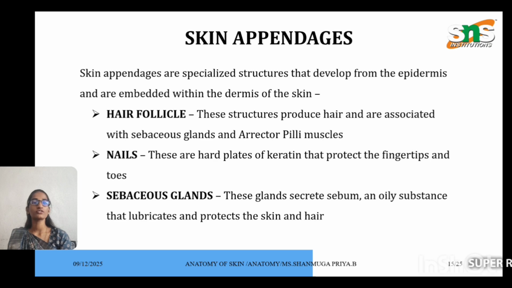Next we are going to see the skin appendages. These skin appendages are specialized structures that develop from the epidermis and are embedded within the dermis of the skin. The most commonly present skin appendages are hair follicles, nails, sebaceous glands as well as sweat glands. Hair follicles are the structures that produce hair and are associated with sebaceous glands and the arrector pili muscle. Nails are hard plates of keratin that protect the fingertips as well as toes.